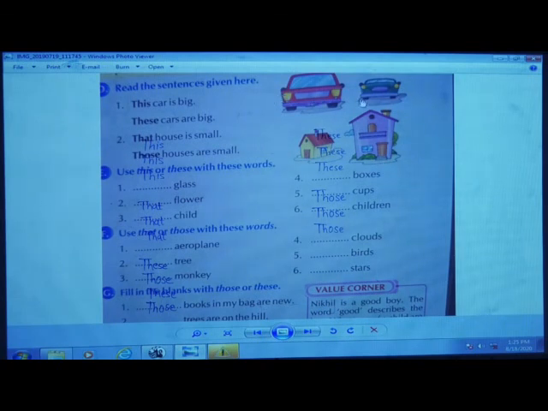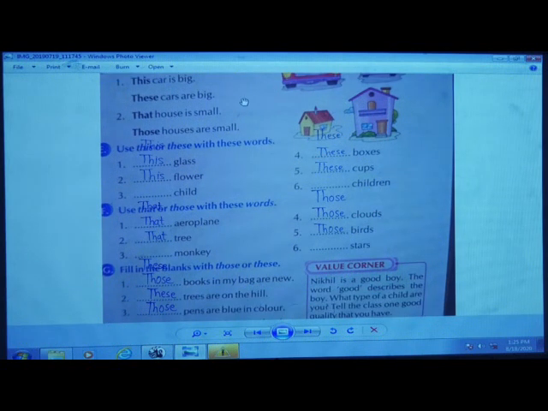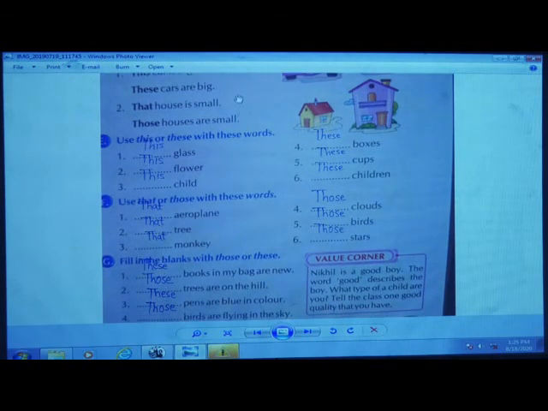Now there are two cars. So what do we say? These cars are big.